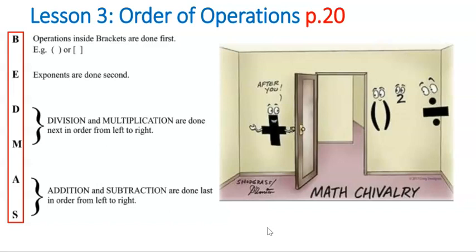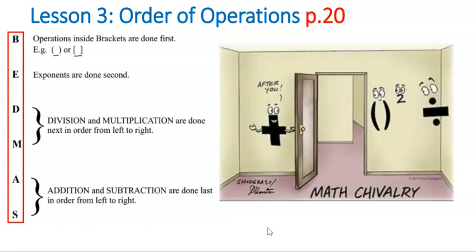So anything either with a curved bracket or a squared off bracket, anything inside of there needs to be done first. If you have any exponents, they are done next. And then the D and the M stand for division and multiplication.